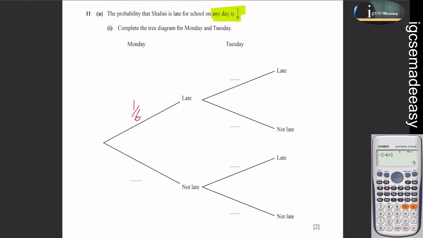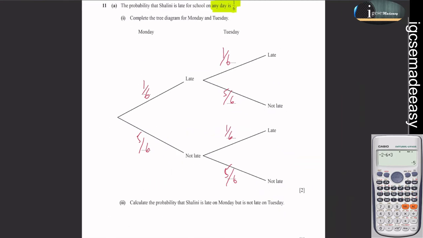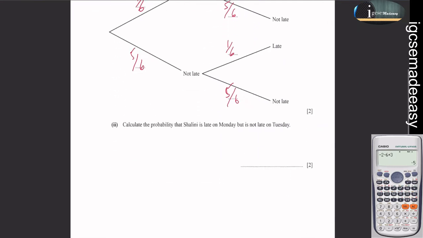And so what will be the case if she is not late, right? If 1 out of 6 is late, then 5 out of 6 will be not late. And Tuesday will also have the same probability, because any day is 1 by 6. So same case, not late will be 5 by 6, and 1 by 6 for late. Again, if she is late on Tuesday, it is 1 by 6 probability, and 5 by 6 for the not late case. So this is how we have to fill the tree diagram.